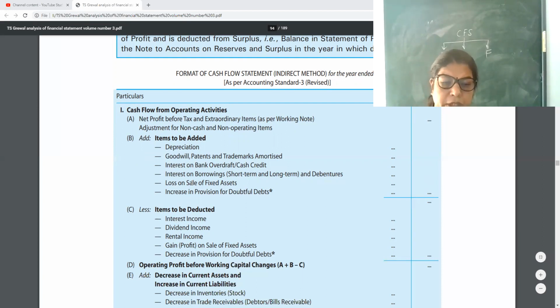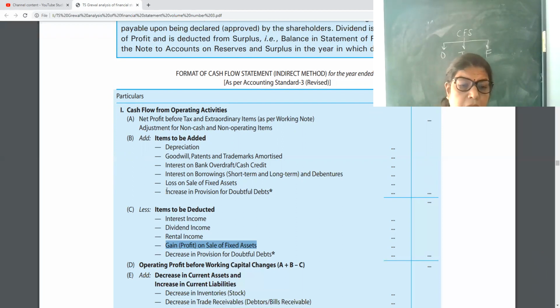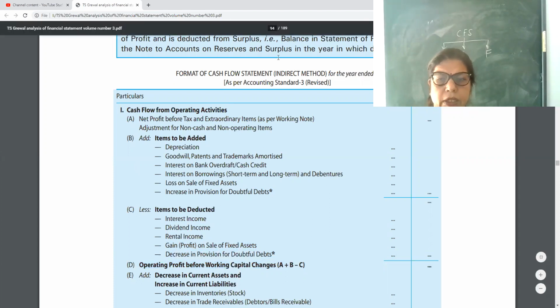Loss on sale of fixed asset is to be added. Then reverse it: gain on sale of fixed asset should be subtracted. Very good. Then increase in provision for doubtful debts to be added, then decrease in provision for doubtful debts should be subtracted. Clear? Got it? Yes. So it's easy to learn these two. Now you will do all of this in the inner column.